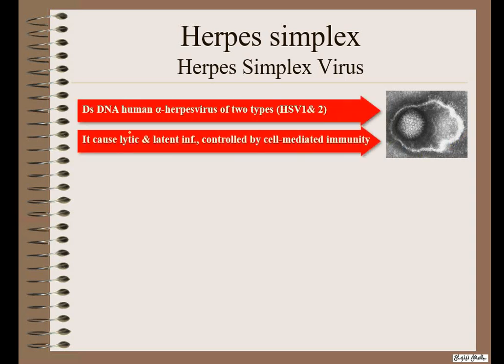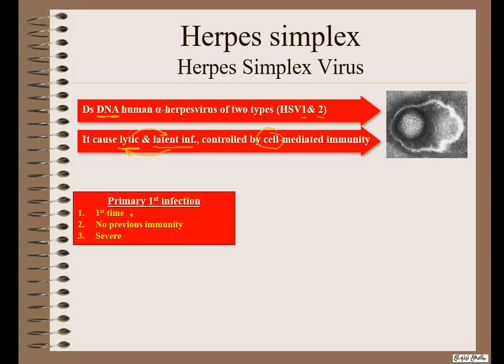Herpes simplex virus is a DNA human alpha herpes virus. And we have two types: type 1, herpes simplex virus 1, and type 2, herpes simplex virus 2. These viruses are characterized by having two phases: a lytic phase and a latent infection. The change of an infection from lytic to latent and vice versa is controlled by cell-mediated immunity.